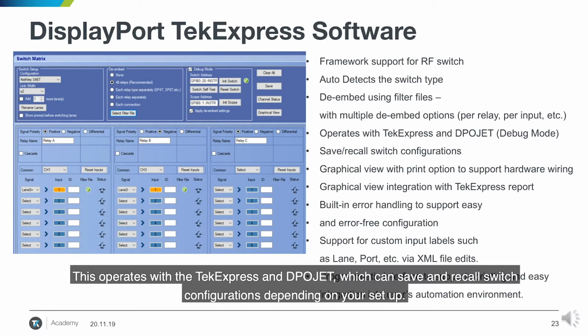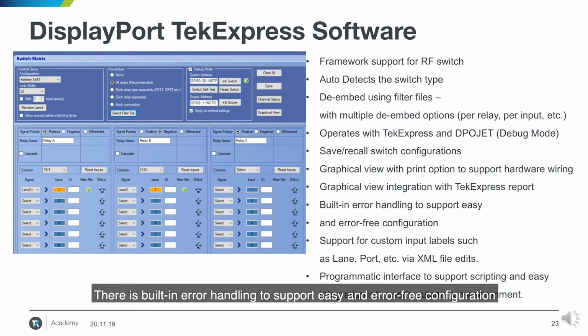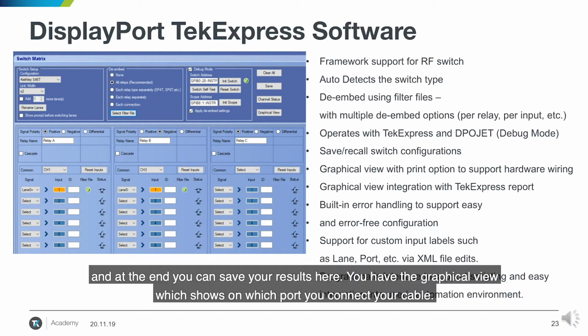This operates with the Tek Express and DPOJET. You can save and recall switch configurations depending on your setup configuration. There is built-in error handling to support easy and error-free configuration. And at the end you can save your results here. You have the graphical view, which shows on which port you connect your cable.